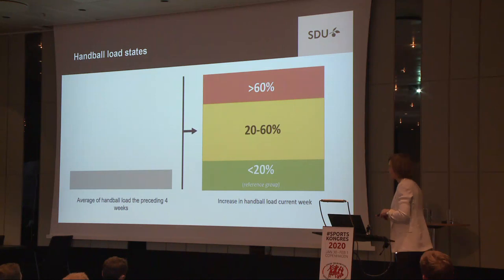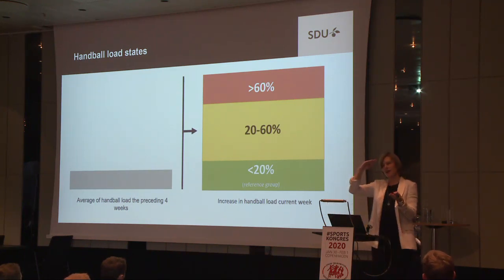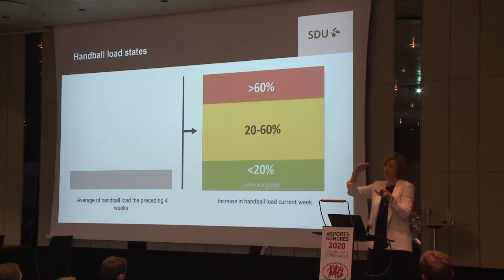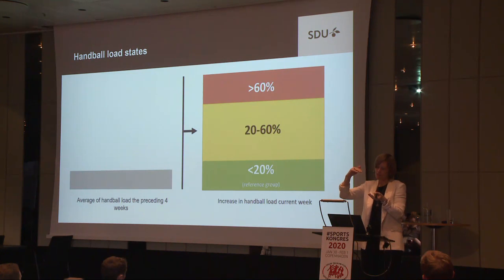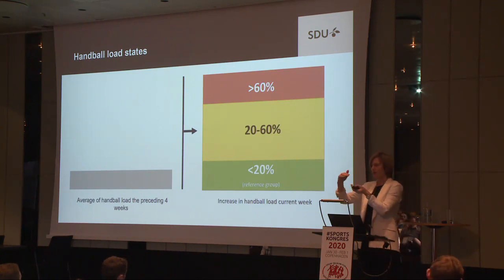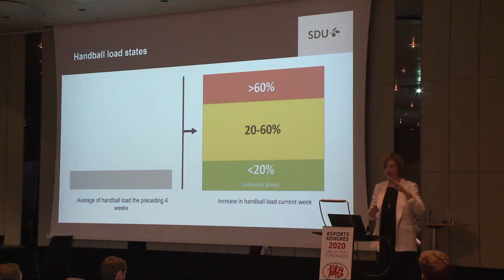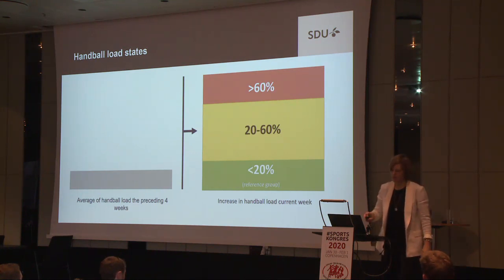Then we a priori defined 3 states, so that if a player suddenly increased in the weekly handball playing load below 20% compared to the 4-week preceding average, or if they increased between 20 to 60% compared to the 4 weeks preceding average, and then above 60%. So we have 3 main categories. And we did this every week. We calculated this for every week.